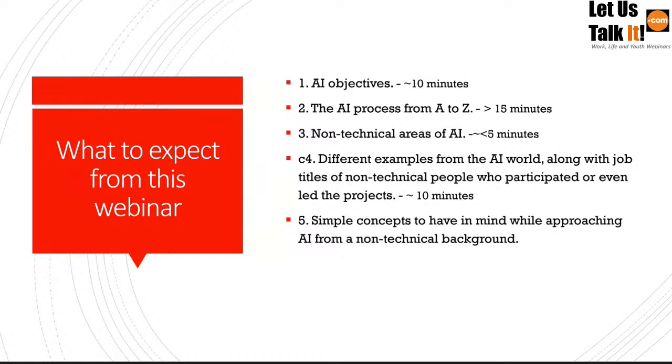Anyway, so we're going to be talking about the objectives of AI. Why did AI come to be? This is very important, that we understand the difference between AI and just good old programming. Then we're going to be explaining the process from zero until the product is deployed.